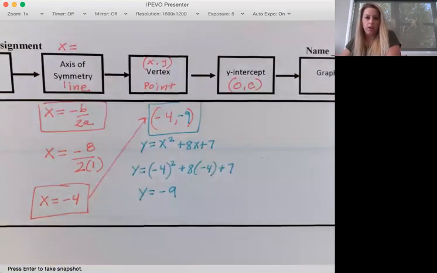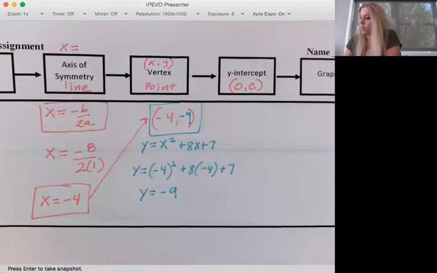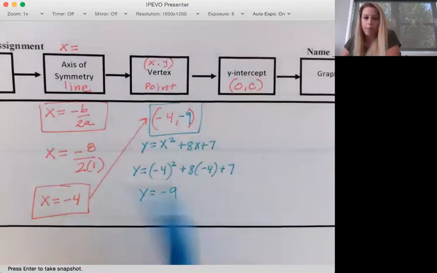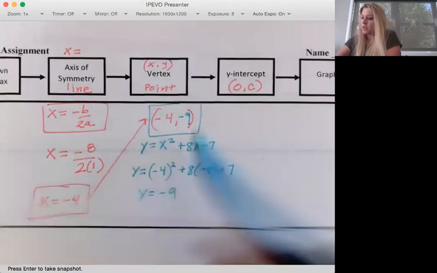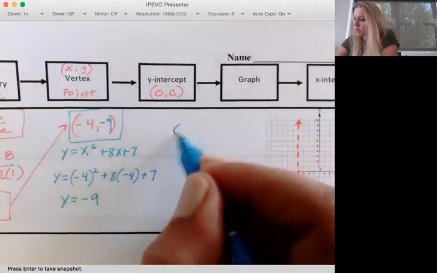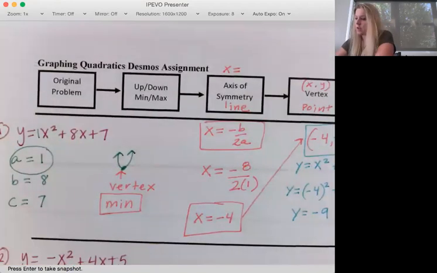So whatever choice you want, you could either fill out all this information and then go to your graph, or you can go bit by bit and fill out your graph. So here's my vertex, and then the last thing before I start graphing, I'm going to do my y-intercept, 0, c. So 0, I'm going to go back over here. My c was 7, so that is a point on the graph.